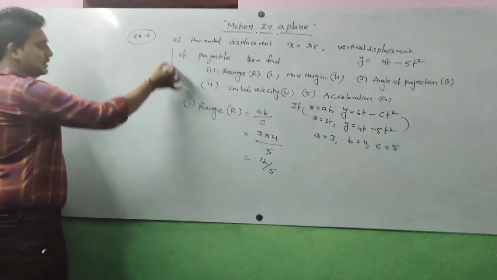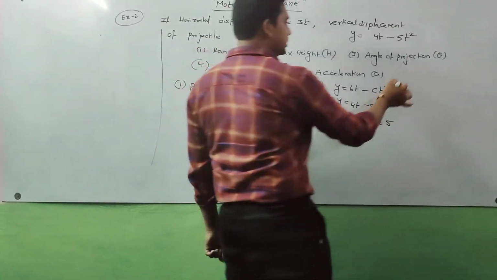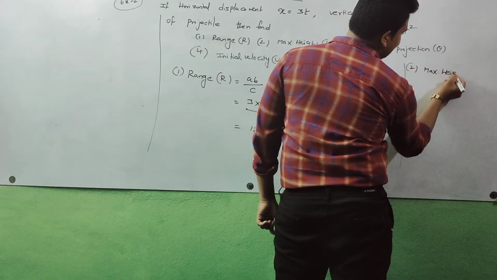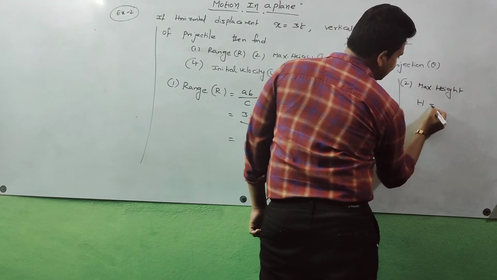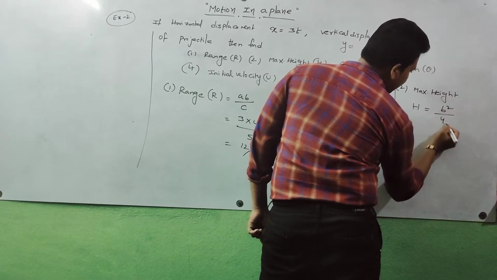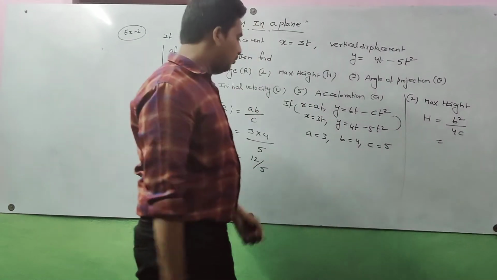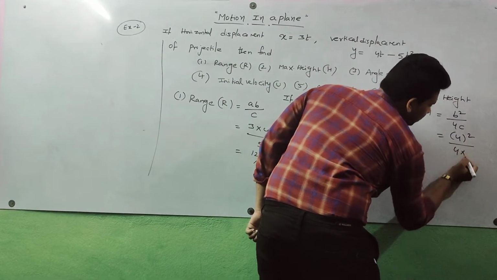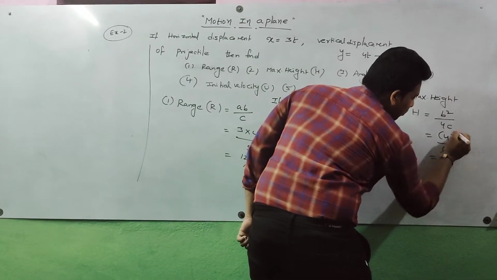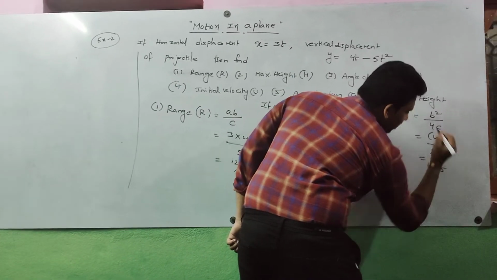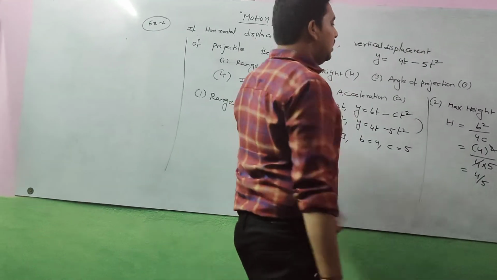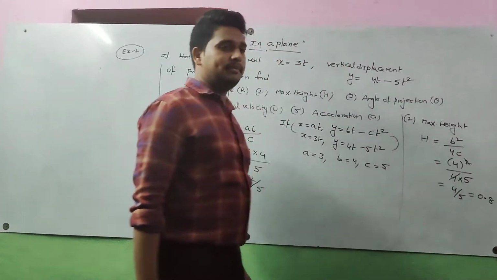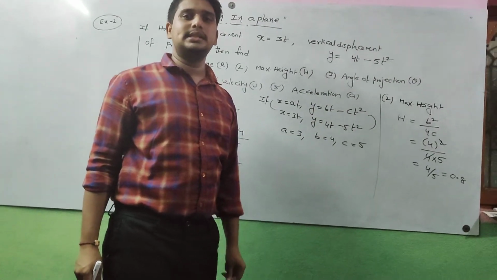So next, the answer for the second question. What is the answer for the second question? Maximum height. What is the formula for maximum height here? Maximum height h is equal to b square by 4c. b is equal to 4 here. That means 4 square by 4 into c, c means 5 here. That means 4 square cancel. Finally we got here 4 by 5, that is nothing but 0.8. Maximum height we got here 0.8.